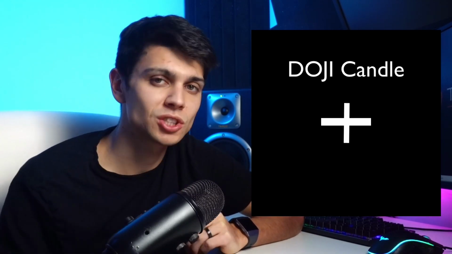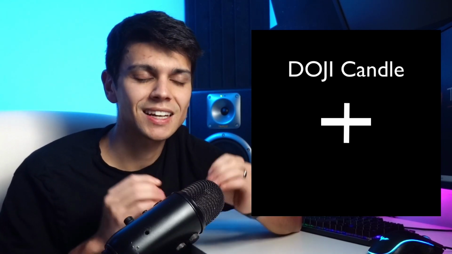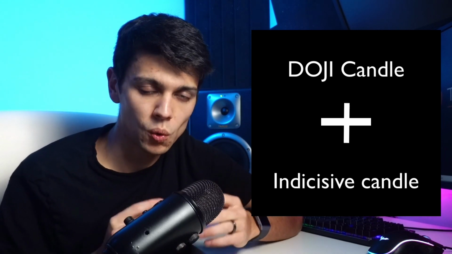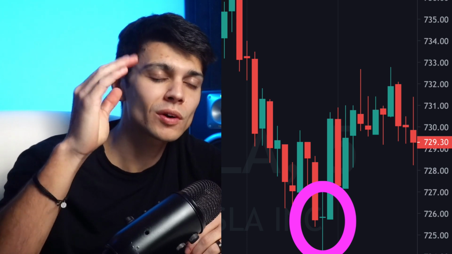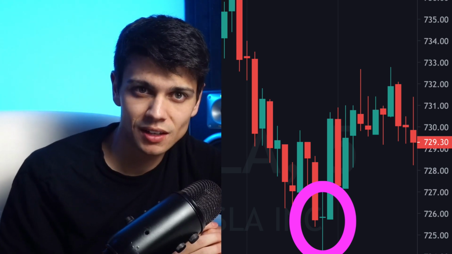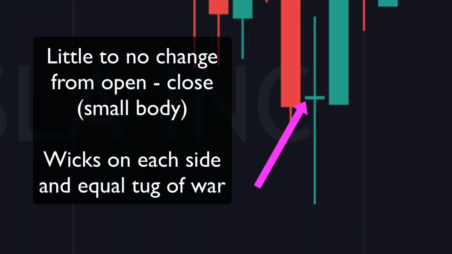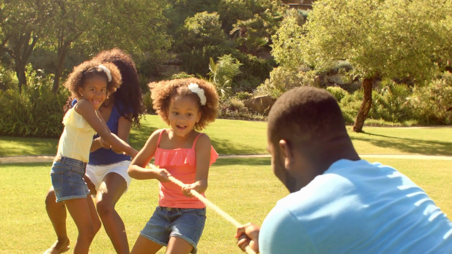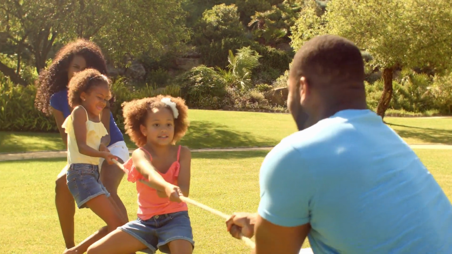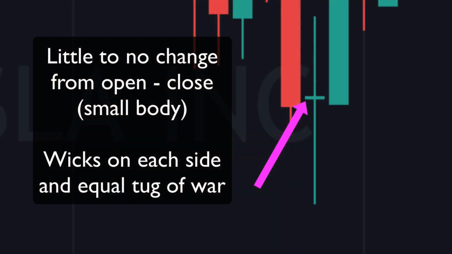First is the Doji candle. This is an indecisive candle or reversal candle. It is often found at the top or the bottom of a trend. There is virtually no change in the price from the open to the close of the candle. During that candle, there was an equal war between the bulls and the bears. So it has little to no body at all, with wicks on both sides showing the battle of the two sides.